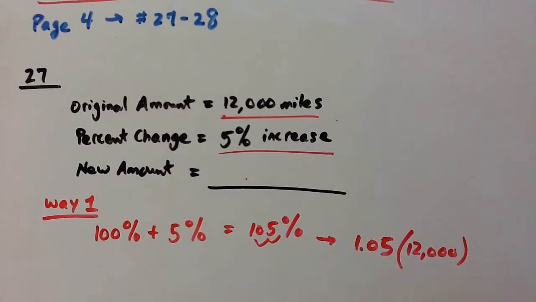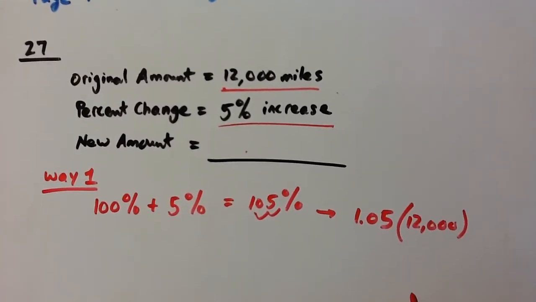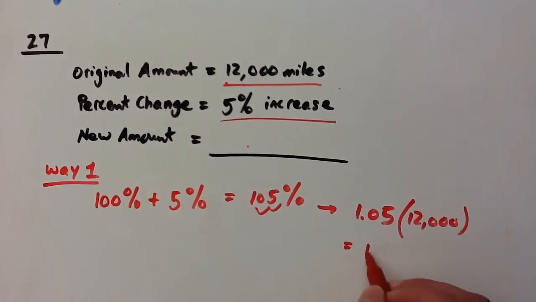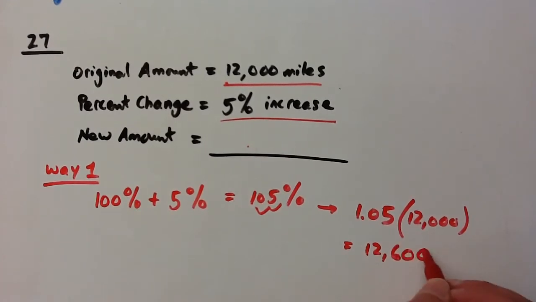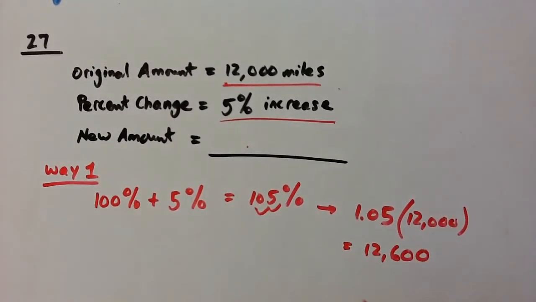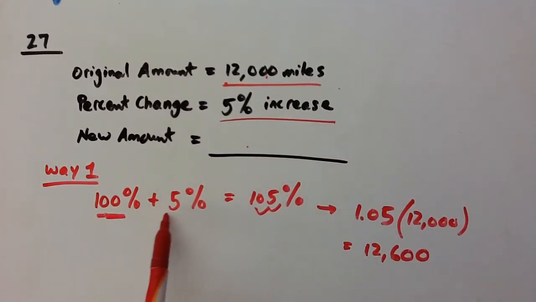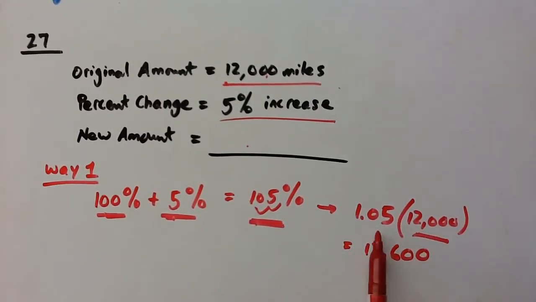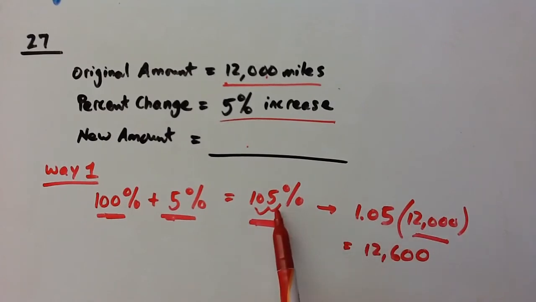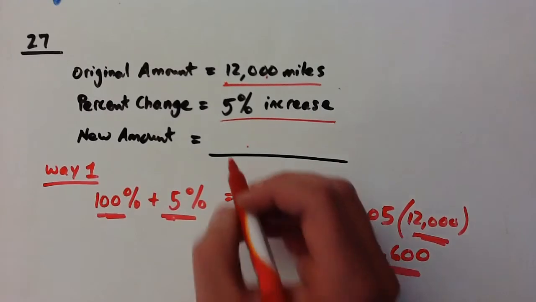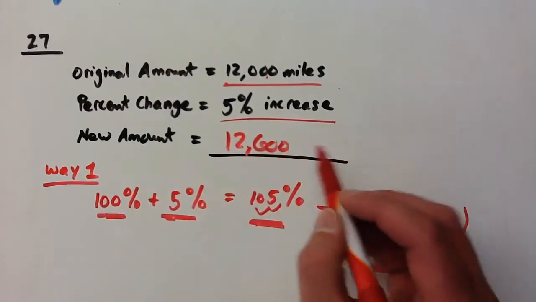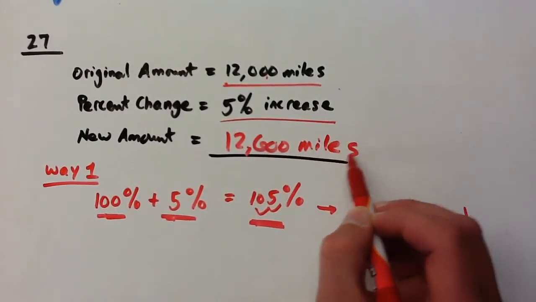And if you put this in your calculator, 1.05 times 12,000 will give you 12,600. Okay, that would be 105% of this. So you start with your full amount, 100%, and you increase it by 5%, which means you're taking 105% of the original amount, and 1.05, which is 105% in decimal form, times your original amount gives you your new amount of 12,600, and our unit is in miles.